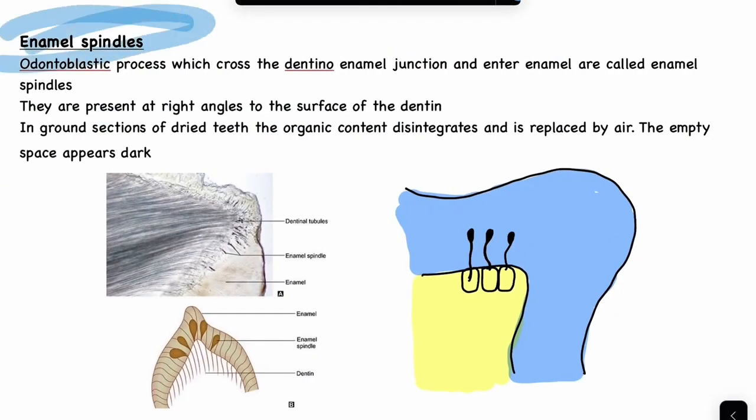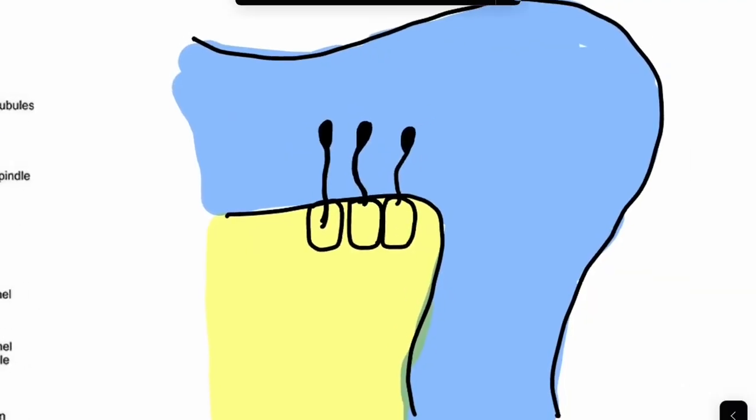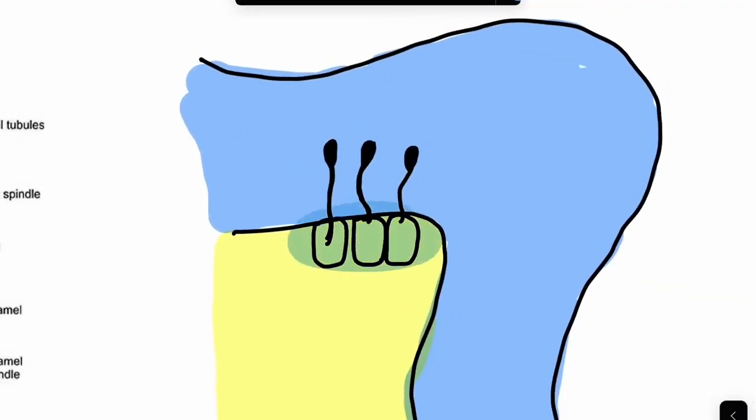Now enamel spindle, the last topic. What are enamel spindles? I'll explain the concept first. Look at this diagram. These are odontoblasts. What are odontoblasts? They are dentine forming cells. This is what they look like. This is the cell, and they have this extension.